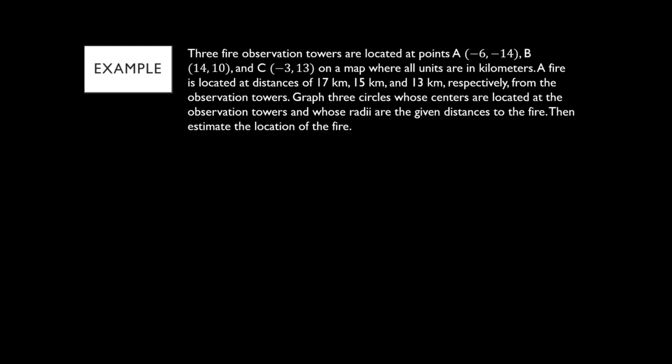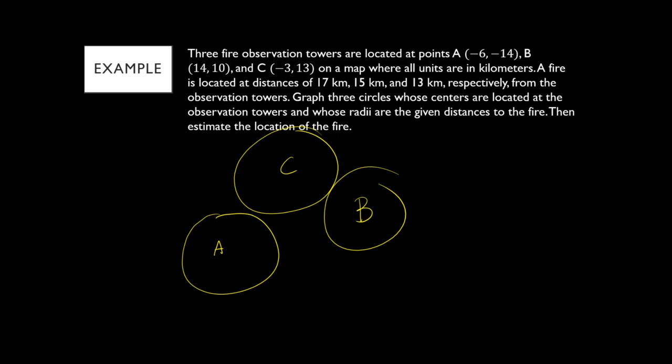And if you have many of these, you can figure out where the earthquake occurred by where all of these circles intersect. And it's the same thing here with the fire. We've got 3 fire observation towers, located at 3 different points on a map. So basically, we've got A somewhere here, B somewhere up here, and then C is somewhere here. I drew my circles really badly.